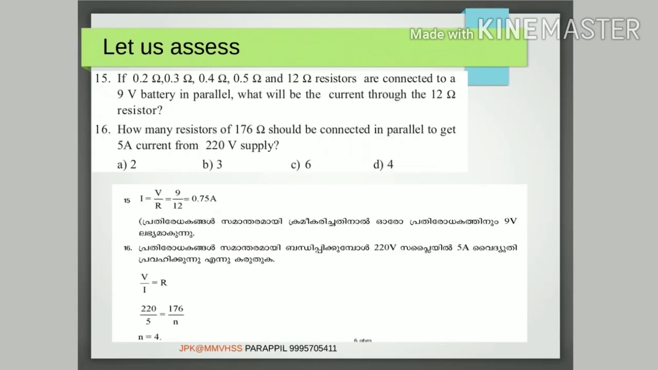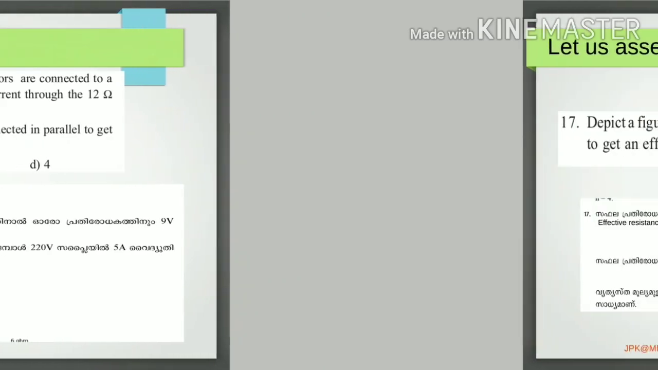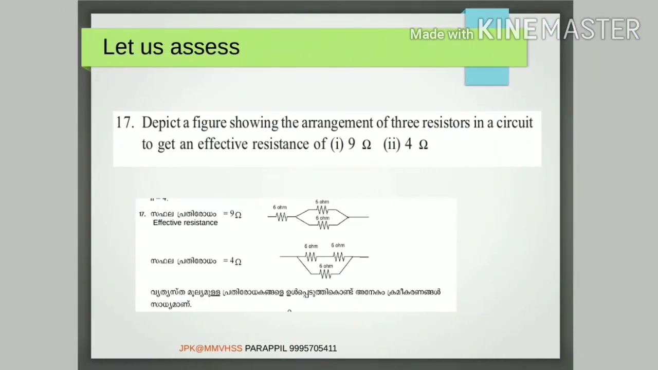We know if same resistances are connected in parallel, effective resistance is equal to R by N. That is, R is equal to V by I is equal to 176 by N. Then we get the number of resistances N is equal to 4. For getting effective resistance 9 ohm and 4 ohm, connect these resistors in the given manner.